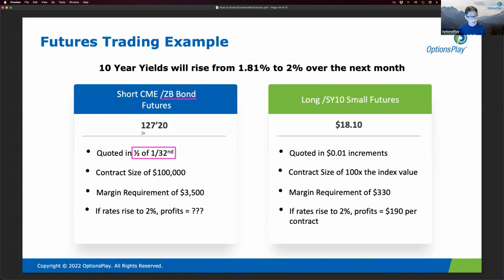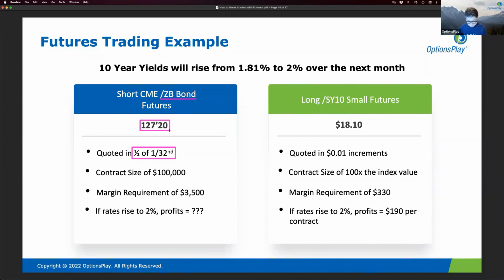So when you see 127 spot 20, that really means it's 127 and 20/32. So just right off the bat, really confusing for most traders to think that things are still quoted in fractions and not in decimals, okay? So not easy to just understand.